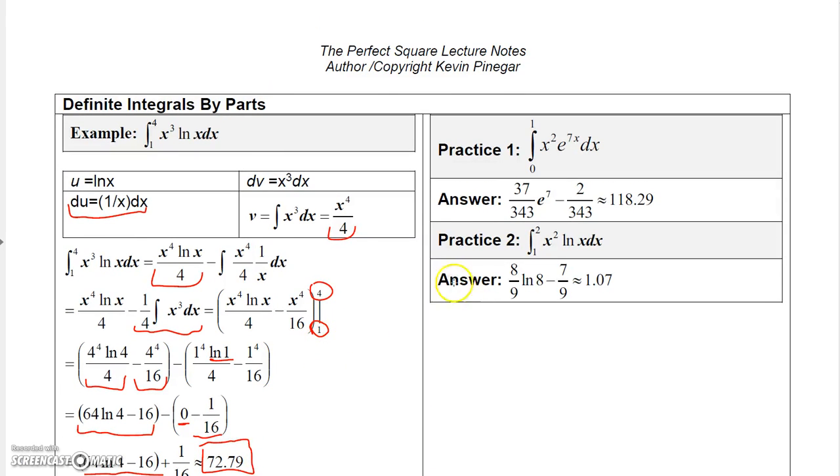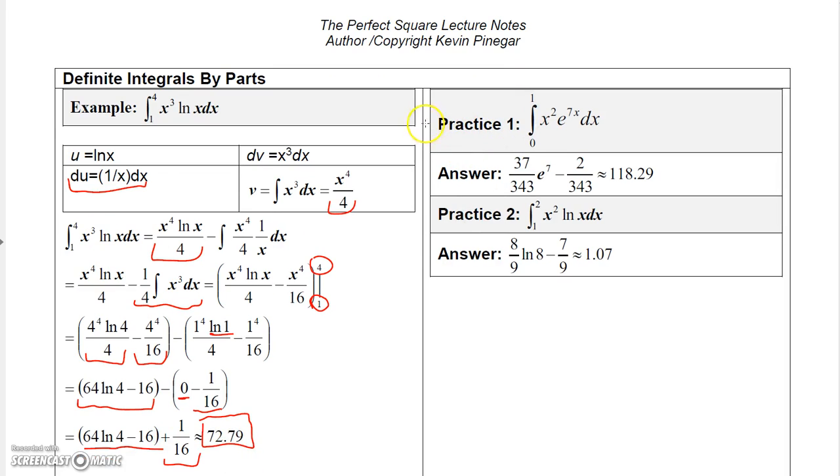Now, if you want to do a couple of practice problems here, I gave you a couple of practice problems that you can use. This one's from 0 to 1, x squared e to the 7x dx. And then this one's from 1 to 2, x squared natural log of x dx. And I gave you the answers below them. So have fun with those practice problems.